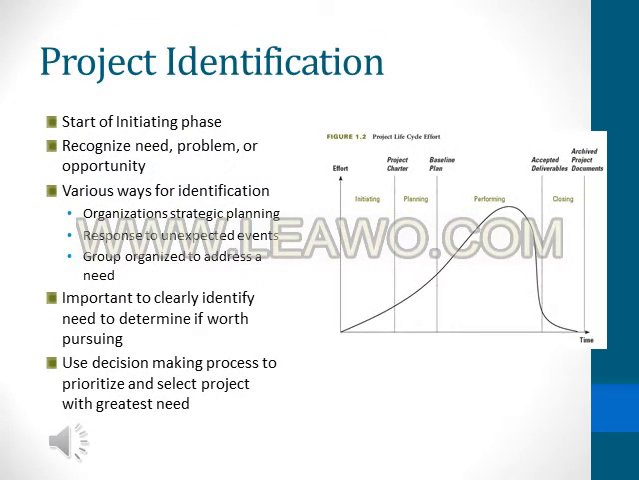Project identification. The initiating phase of the project life cycle starts with recognizing a need, problem, or opportunity for which a project or projects are identified to address the need. The projects are identified in various ways. It is important to clearly define the need. This may require gathering data about the need or opportunity to help determine if it is worth pursuing.